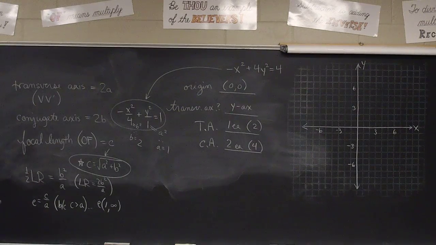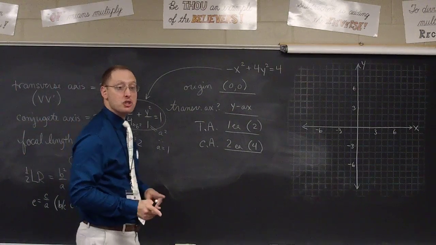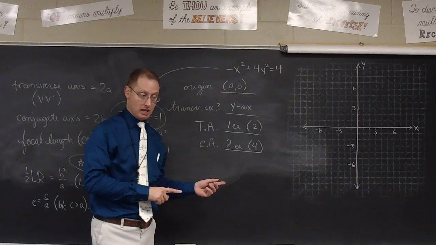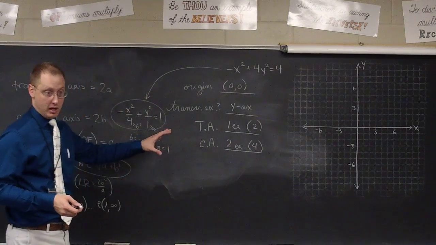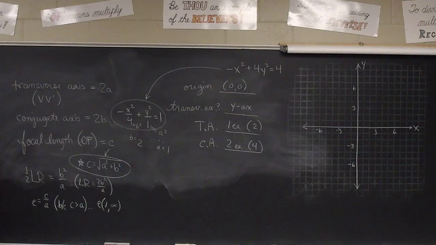Now remember, a major axis has to be bigger than a minor axis. Hence the names major and minor. Transverse and conjugate, the one doesn't have to be bigger than the other. Okay? You could have a square, you could have them the same size, you could have them different. It doesn't really matter which one's bigger, which one's smaller.